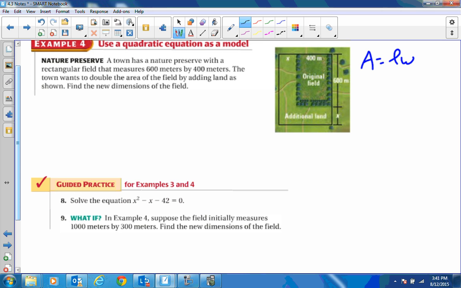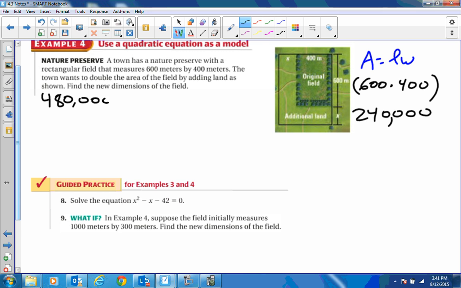So length times width in this case would be 600 times 400, which equals 24 with 4 zeros. That is the original area of the field. If we want to double the area, then double that would be 480,000. So we got 480,000 equals, and now we have to add in those x's. So instead of just 400, it's going to be 400 plus x times 600 plus x.